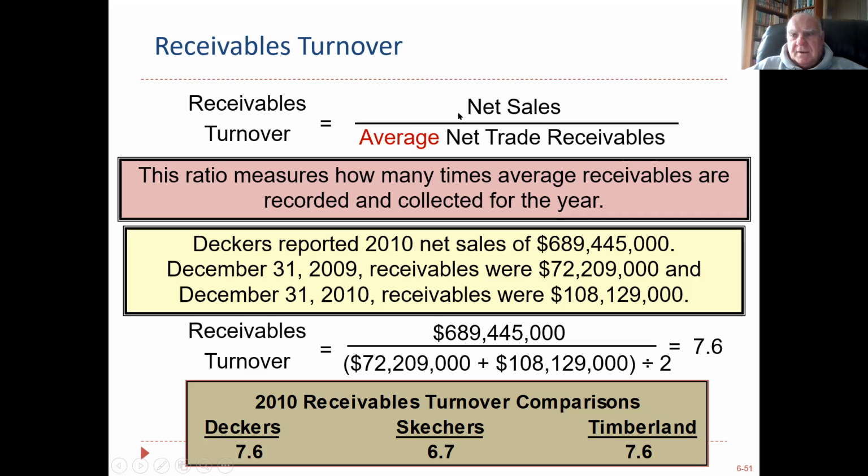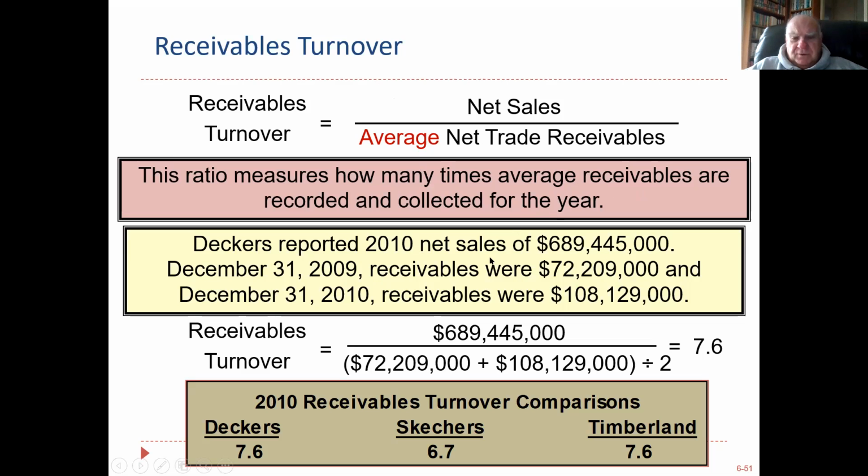If you take your net sales, divide them by the average trade sale receivables, not cash, not cash, only the credit sales. You divide this out, and you're going to get what's called the turnover. And that simply means how many times you collect the average receivables each year.